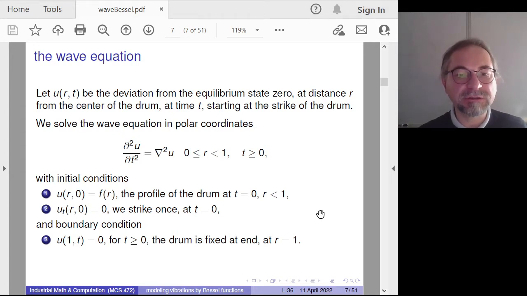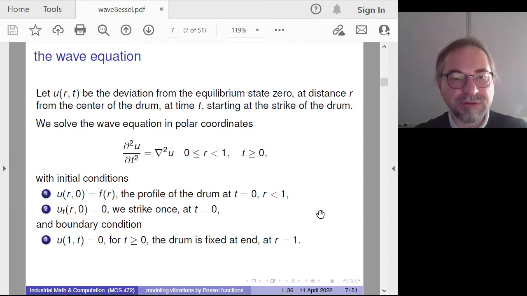So we have initial conditions. There is the initial profile, how we strike the drum. At t equals 0, we have a shape, a given function, in the distance away from the center. We have the first derivative that is 0. We strike only once, so just like with the pendulum, where we had an initial deviation in the angle and then we let it loose, we strike the drum and then we don't touch it anymore. We just listen to the vibrations.